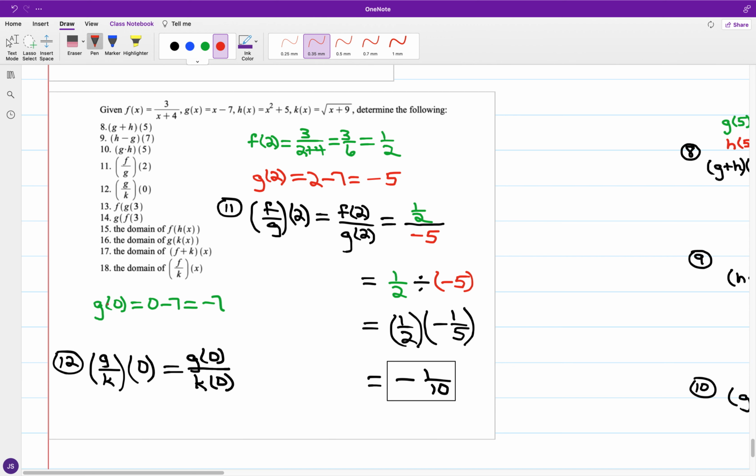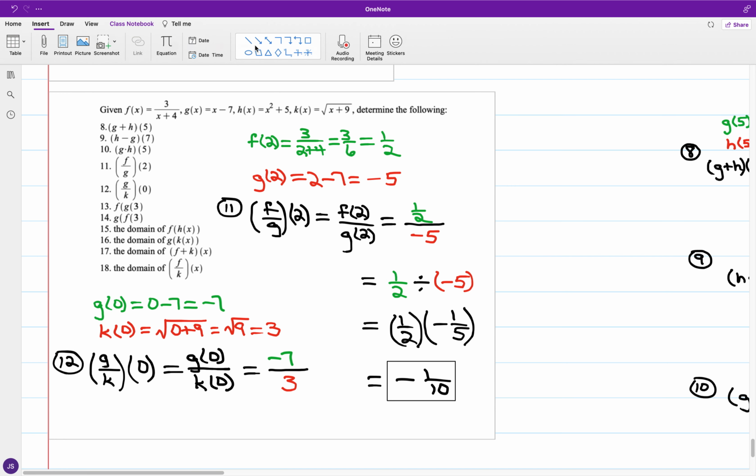And in the case of k of 0, I got k of 0 is equal to the square root of 0 plus 9. So you got the square root of 9, and the square root of 9 comes out to 3. Placing the values, g of 0 is negative 7, and k of 0 is equal to 3. So the result is the fraction negative 7/3.